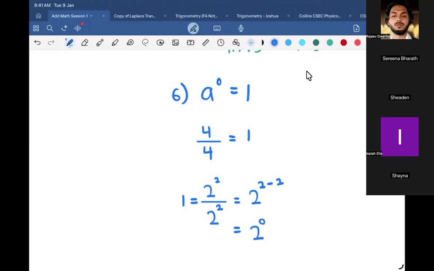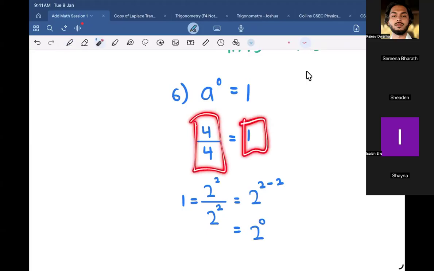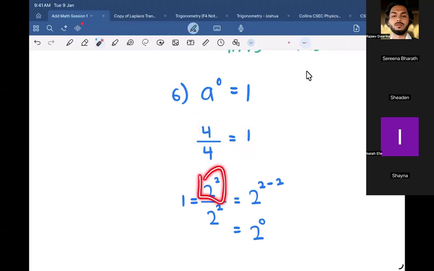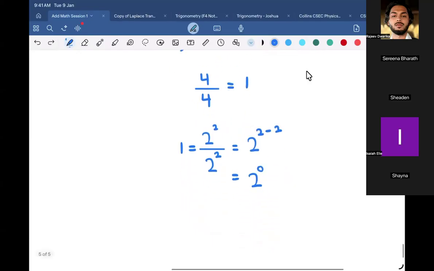And what would 2 minus 2 be? 0. Right. And we established at the start that 4 over 4 was equal to 1. So 2 squared over 2 squared is still 4 over 4. It's just looking a bit different. And so 2 to the power 0 is still 4 over 4. So what is 2 to the power 0 equal to? 1.